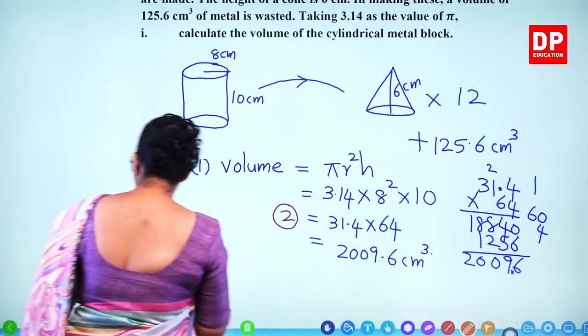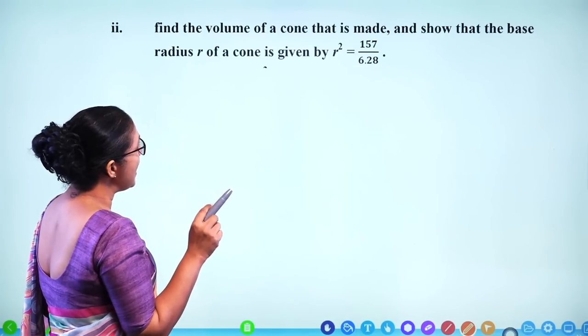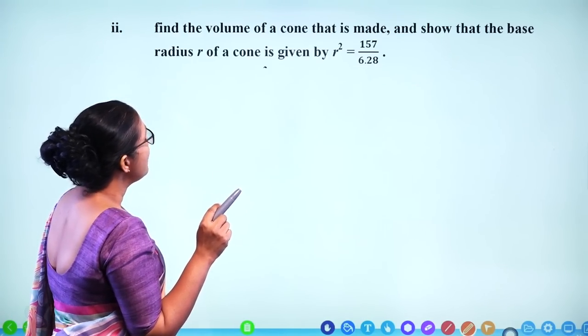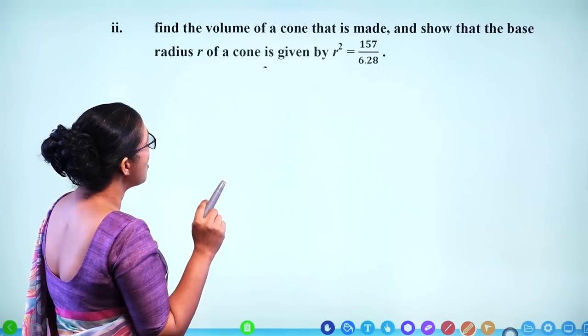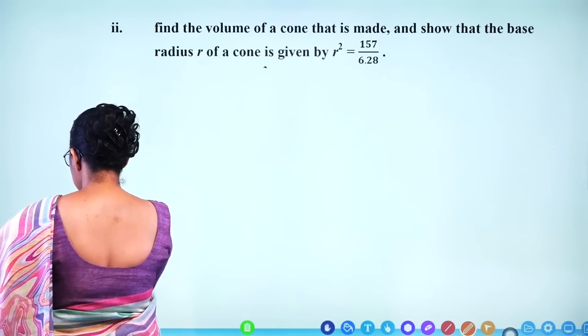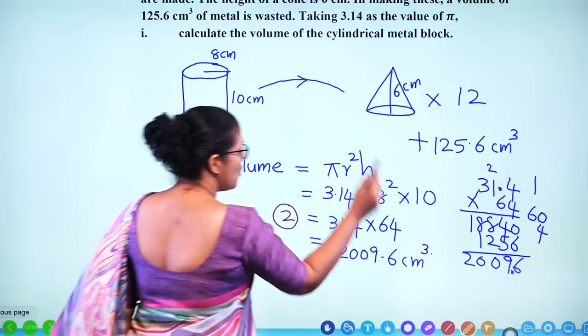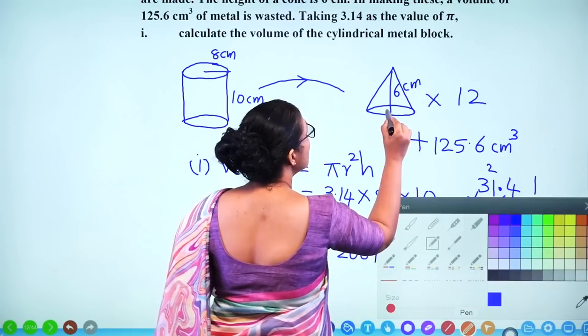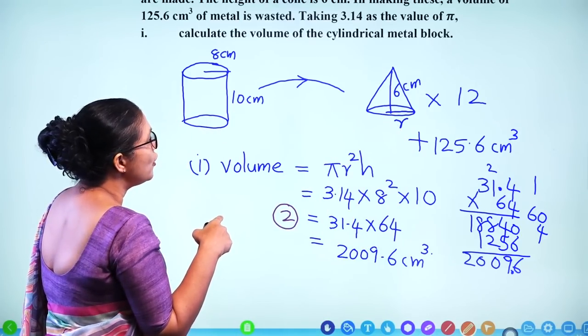We'll take the next one. Find the volume of a cone that is made and show that the base radius r of the cone is given by r squared equals 157 over 6.28. So let's see. We don't know the radius, so we'll put this as r.